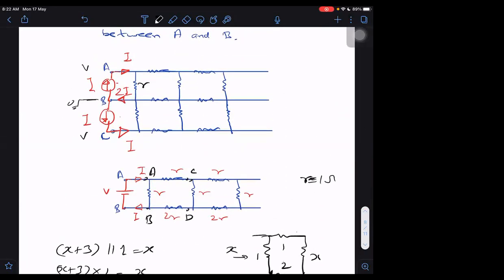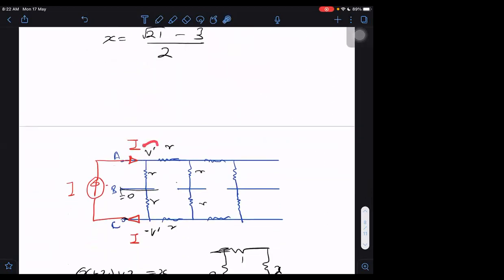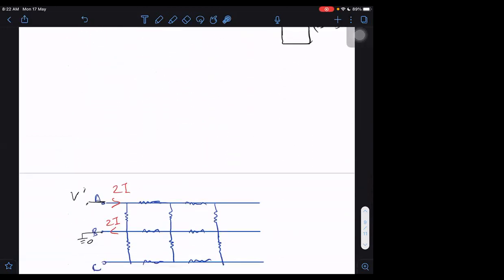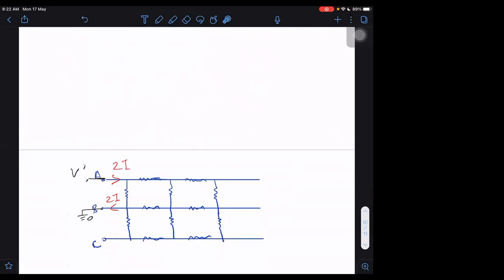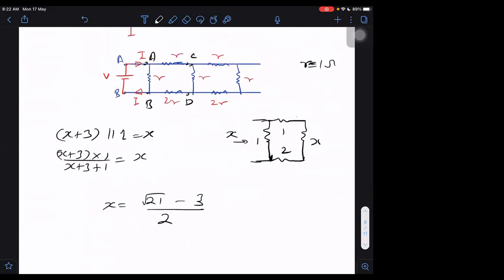What will be the net potential here by taking both of these together? Here it is V potential, it is V. But now here it is V dash minus V dash. If I add these two together, then I will be getting the new potential as V dash plus V. What is V dash itself? And what is V itself?